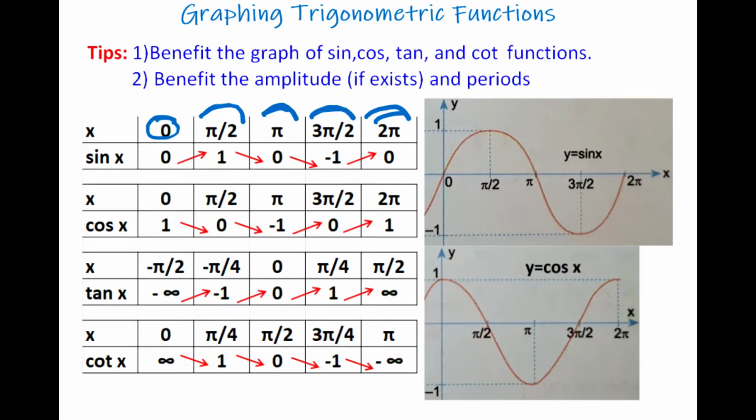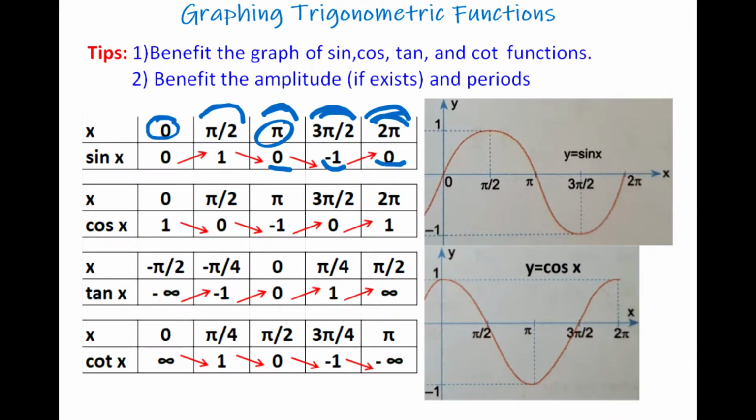For example, for sine of x, sine 0 is 0, right? Sine pi over 2 is 1. Sine pi is 0. Sine 3 pi divided by 2 is -1. And sine 2 pi, which is 360 degree, is 0.